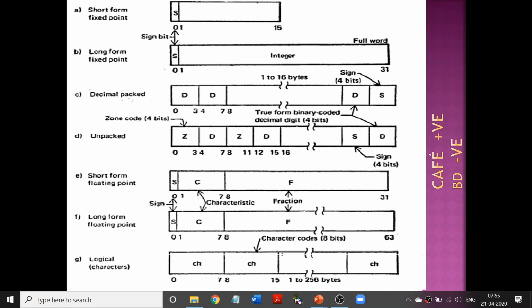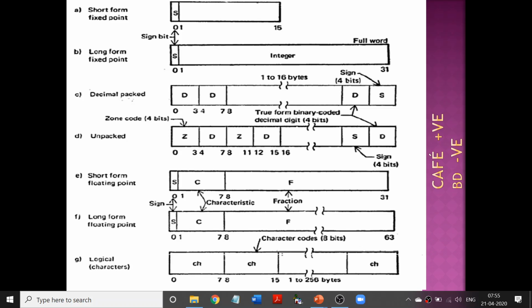So what have we seen so far? Short form fixed point number, long form fixed point number. Short form fixed point, how many bits? 16 bits. Long form fixed point, 32 bits. Short form floating point, 32 bits. Long form floating point, 64 bits. Yes. So we will go to the next one, logical or characters.